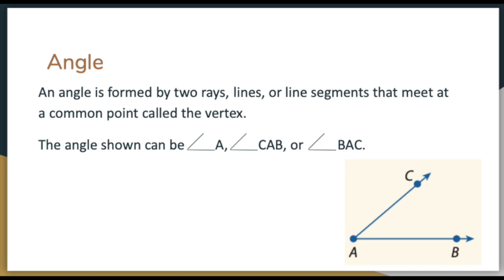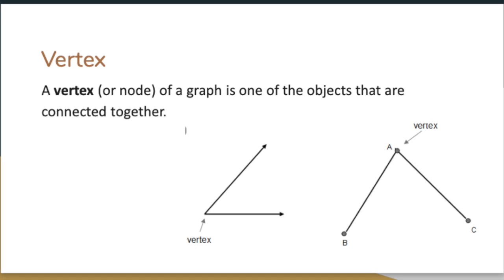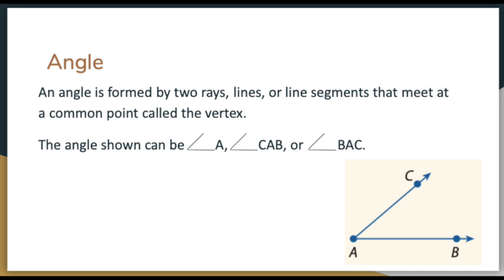Now there is an angle. An angle in this picture right here is an acute angle. It's an acute angle because it is less than 90 degrees, and it is formed by two rays, lines, or line segments that come together at a point. The point where the lines, the rays, or the line segments meet is called a vertex. So in this case, line segments C and B would meet at vertex A.